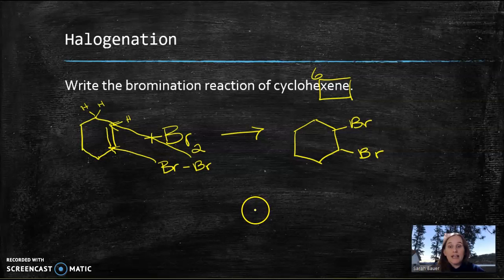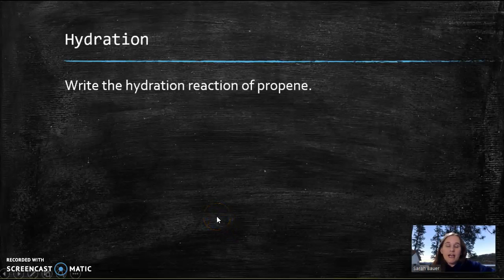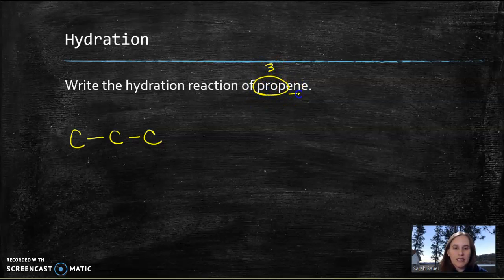So let's look at one where we do have to take that into account. That would be our first example of an unsymmetrical addition, which is hydration. Write the hydration reaction of propene. For this one, I'm going to go ahead and do structural formulas. So there's my 3 carbons. Prop means 3, and ene means a double bond.